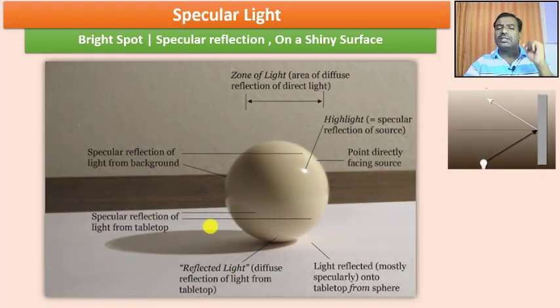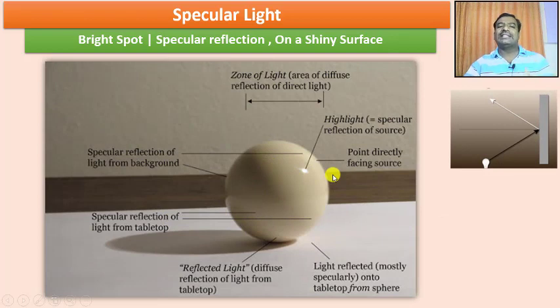Now just look at this image, you'll get an idea what exactly this specular is. In this sphere, you can just see a point, a bright spot which is reflecting strong enough towards the user. And due to this bright spot, it appears to be a shiny surface. And this is the specular reflection of a source, and the point directly facing the source. Hence it is going to be a bright spot.